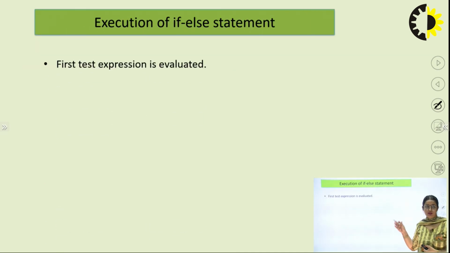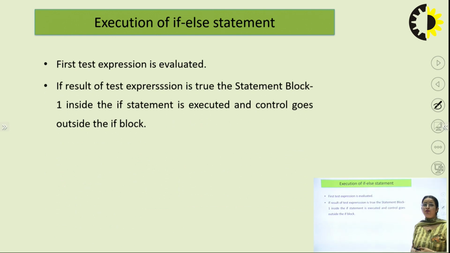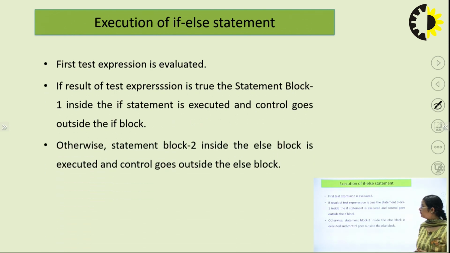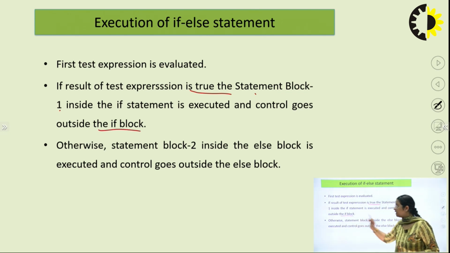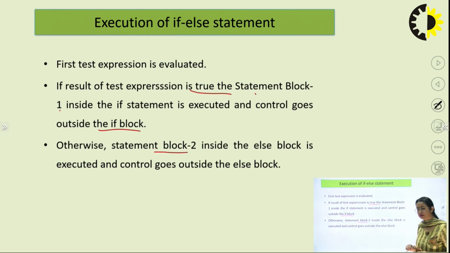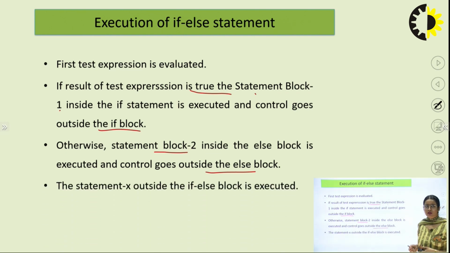So this is the if else statement. Now we will see the execution of the if else statement. First we test the expression. After testing the expression, what do we have to check? If the result of the test expression is true, the statement block 1 inside the if will be executed. Otherwise control goes outside the if block. If the condition is false, then statement 2 is executed, and then it comes out of the block. So this is the execution of the if else statement.